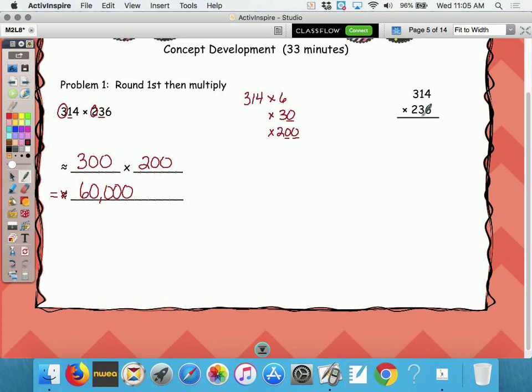Okay, so help me multiply. 4 times 6, 24. Regroup the 2. 6 times 1 is 6, plus 2, 8. 6 times 3, 18. And you have nothing to compare it to right now, do you? Add 0.